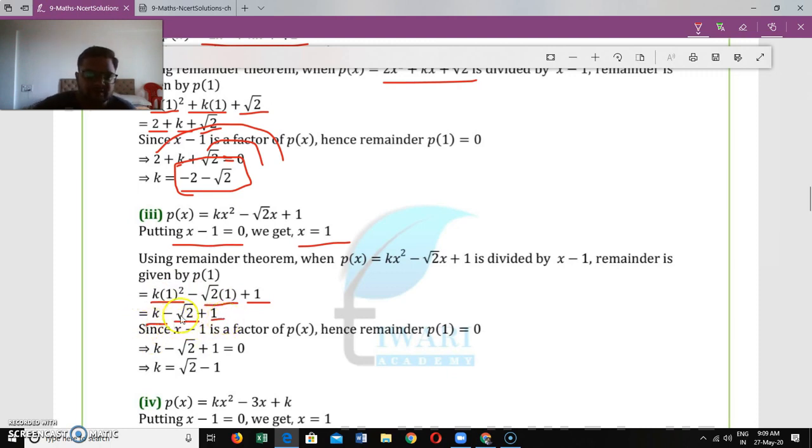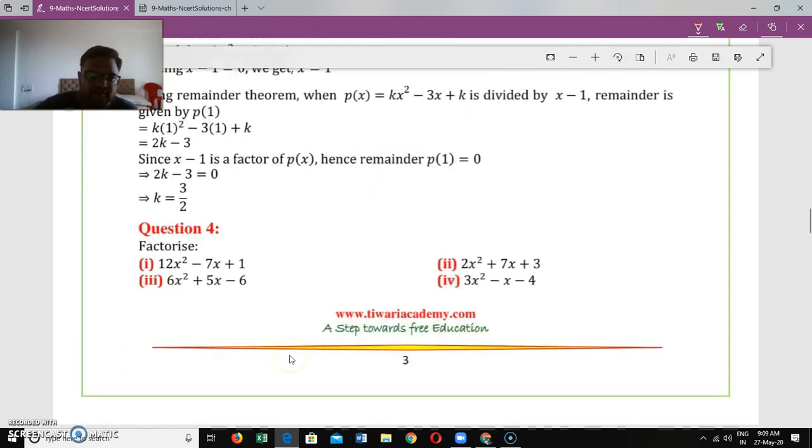So we want k, so bring these two terms to the other side after keeping equals to 0. So this minus root 2 will become plus root 2 and plus 1 will become minus 1. So the value of k is root 2 minus 1. I hope you understand.